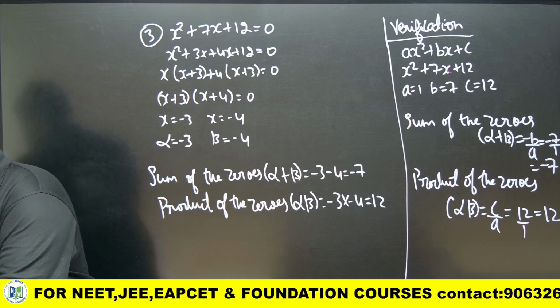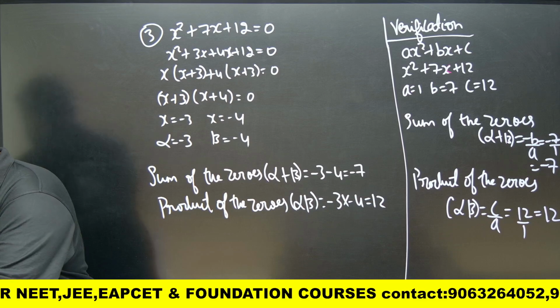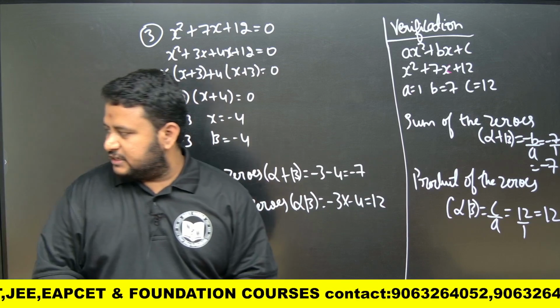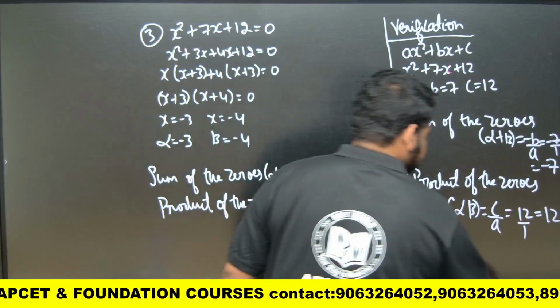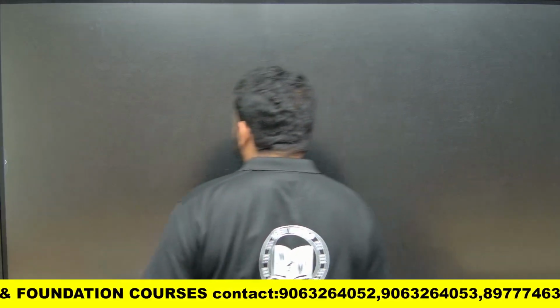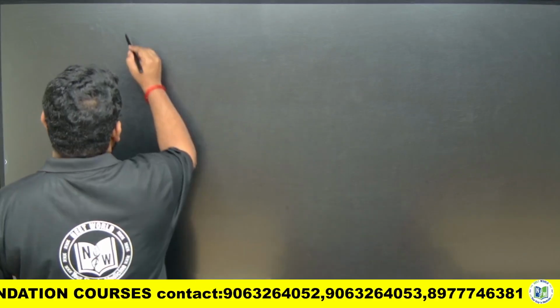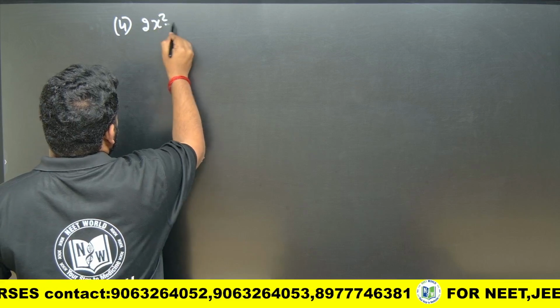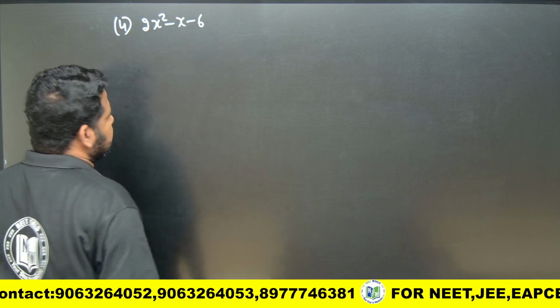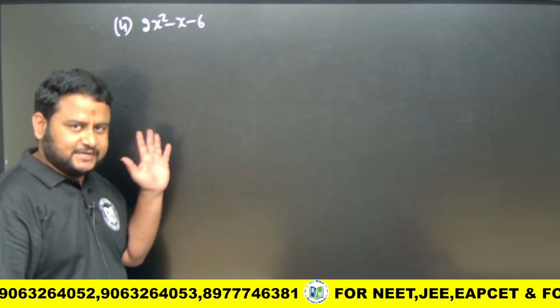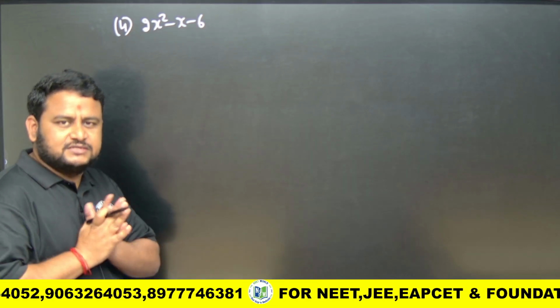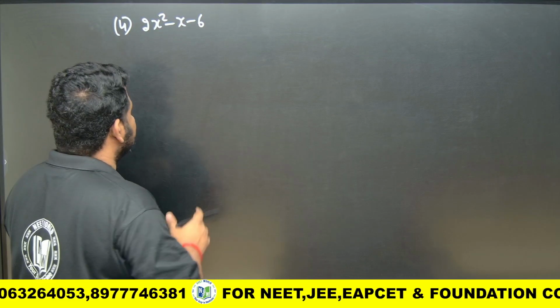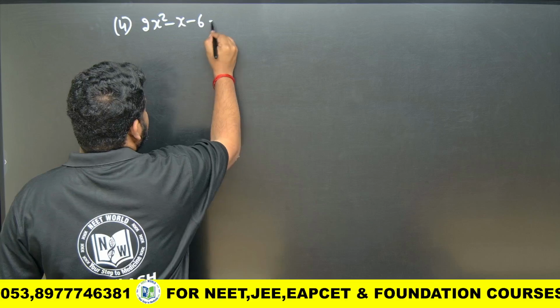Let me have a look at the next question. 2x square minus x minus 6. Fourth question, right? 2x square minus x minus 6. Okay, this is the question they have given. So first step, what should I do, friends? First step, I have to equate it to 0.